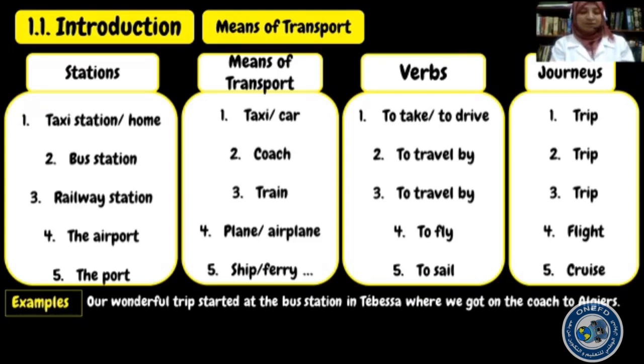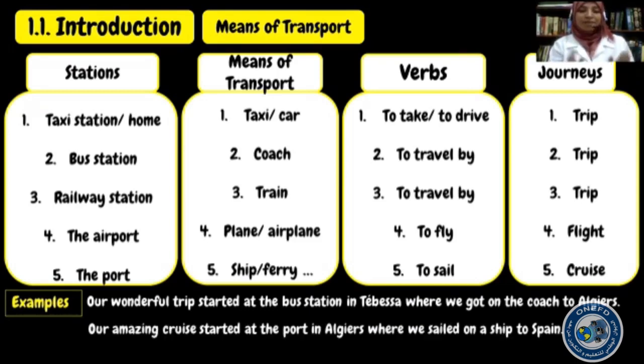Second example. Our amazing cruise started at the port in Algiers, where we sailed on a ship to Spain. So here we have the name of the journey is a cruise because we are sailing on a ship. Now the departure is the port of Algiers and the final destination is Spain.